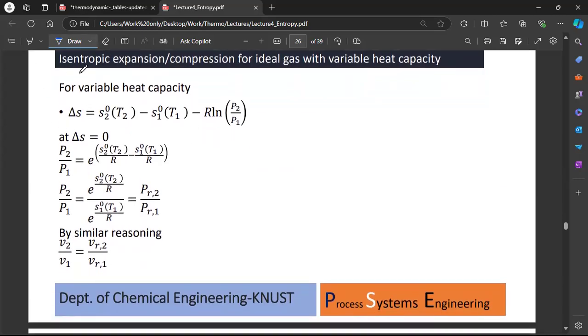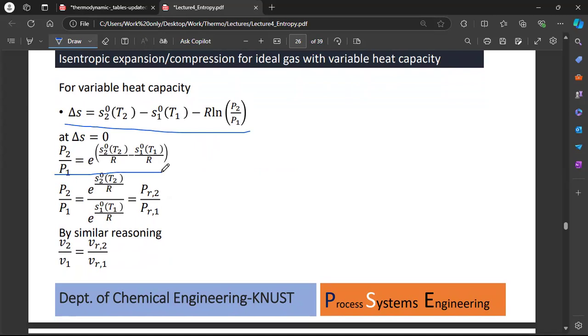So we can also look at variable heat capacities. Remember we said when we are dealing with variable heat capacity, this is the formula we are going to use. Once again, we are dealing with an isentropic process, so the change in S goes to 0, right? So everything on the right-hand side is equal to 0. So I can make P2 over P1 the subject, and if I do that, I end with this, right?